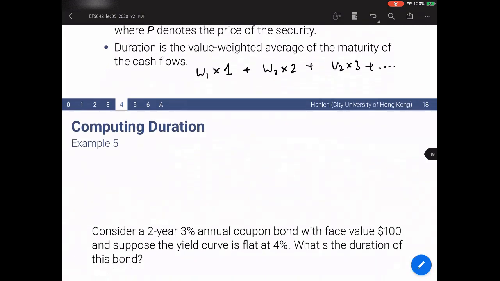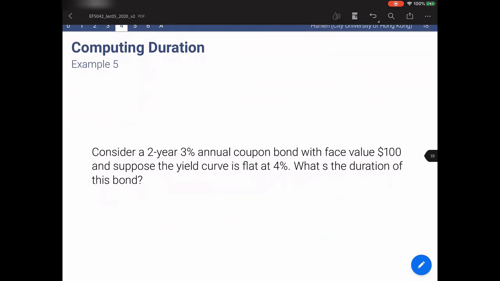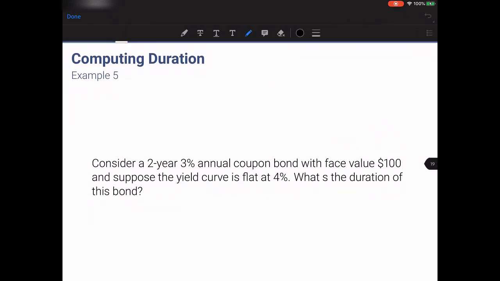Okay, so let's go over an example of computing this duration. So consider a 2-year 3% annual coupon bond with a face value of $100, and suppose the yield curve is flat at 4%. So that just means that the nominal interest rate is 4%. What is the duration of this bond? So let's write out a timeline to clarify what this question is asking. So this is only a 2-year bond. So let's start with time 0 and then write out 1 and 2.